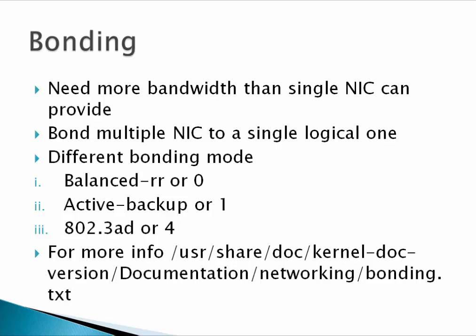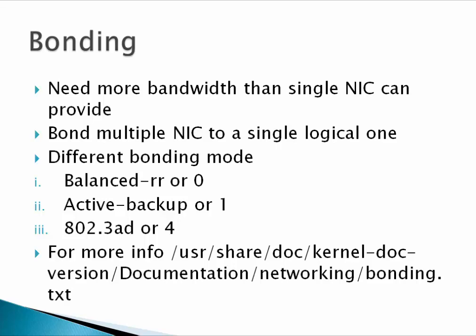The packet is first sent to your ETH0 and then it goes to the ETH1 card. So in this way you will get fault tolerance. Then the second mode is called active-backup, or mode 1. In this mode one of the cards will act as an active interface while the other will act as a backup interface. So in case one of the NICs goes down, the other card will take care of the proceedings, and this will provide fault tolerance.